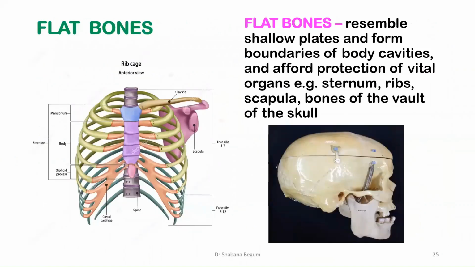The flat bones resemble shallow plates. They consist of 2 plates of compact bone with intervening spongy bone and marrow. They form the boundaries of body cavities and help to afford protection of the vital organs. Examples are bones of the vault of the skull, the ribs, scapula, etc.